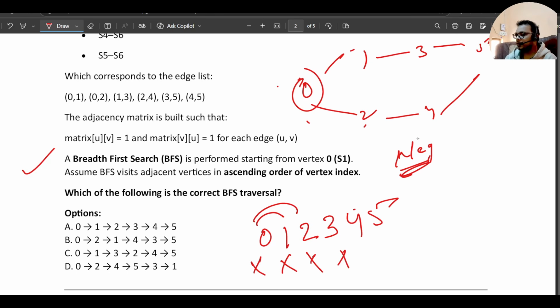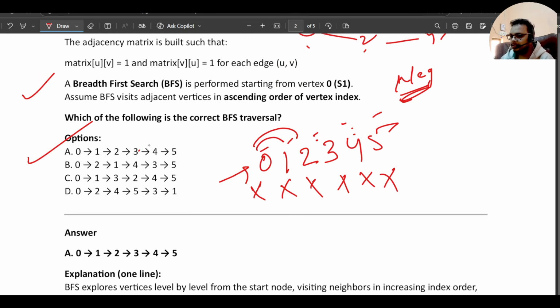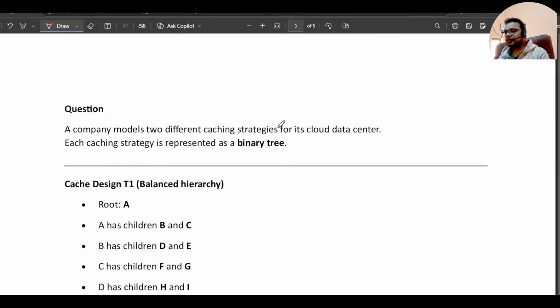We will go to 4. The neighbor of 4 is 5, and 5 is already there, so all the neighbors are discovered and 4 is done. For 5, the neighbors are 3 and 4. Both are already discovered, so 5 is done. So our final answer will be 0, 1, 2, 3, 4, 5. This will be our BFS traversal. Answer number 1. Next question.